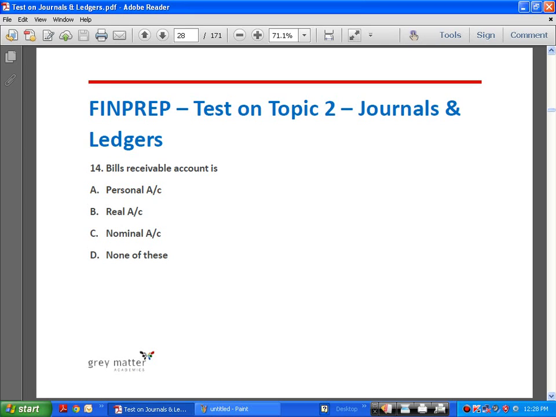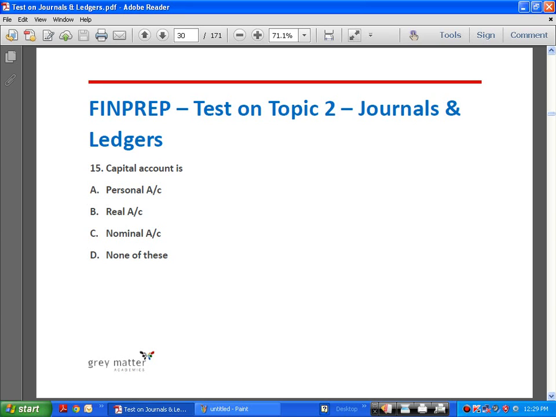The same logic applies in the case of a bills receivable account. If you take the same example, Y has sold to X on credit and has accepted a bill from X, so bills receivable becomes an asset to Y and it is a receivable from X. So bills receivable is an account that represents a receivable from X, who is a person, and so bills receivable account is a personal account.